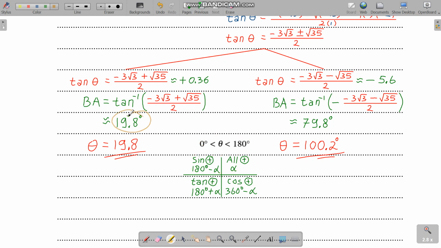So since this is positive, this must be in the first quadrant. There's no other options. So tangent is only positive in the first quadrant or third quadrant. So in this case, we cannot use the third quadrant. We can only use the first quadrant. So it's just the base angle. And since the tangent value here is negative, we can only use the second quadrant. So in this domain, we can use only the second quadrant. And second quadrant calculation is 180 minus base angle. So 180 minus this, we get the second solution.